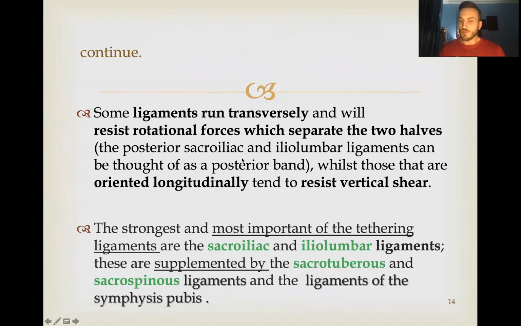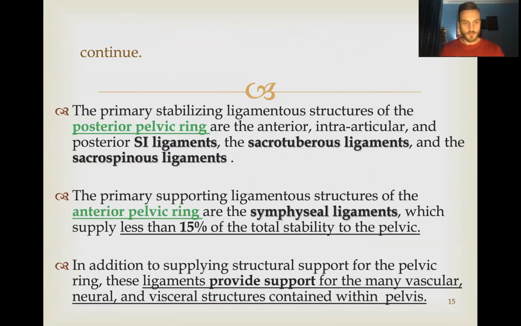The strongest and the most important tethering ligaments are the sacroiliac ligament and the iliolumbar, and they are supplemented by the sacrotuberous and the sacrospinous. So if you want to mention the most important ligaments in the pelvis, you should mention the sacroiliac, iliolumbar, then you should go to the sacrotuberous and sacrospinous ligaments. The primary stabilizing ligament structures of the posterior pelvic ring are the anterior intra-articular and posterior sacroiliac ligaments, sacrotuberous and sacrospinous.